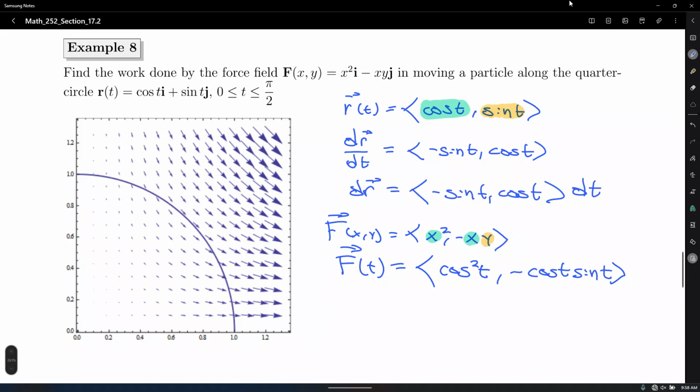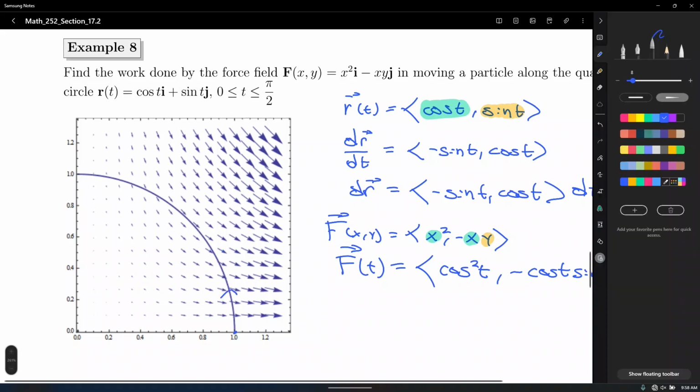We're moving against the force because we're going from 0 to 2 pi, right? We're going in this direction, right? From 0 to pi over 2. But do you see those arrows going against the direction of the particle? So that's how we can anticipate that we are going to get a negative result. Is that going to be the case?